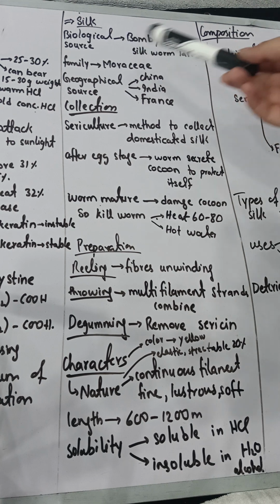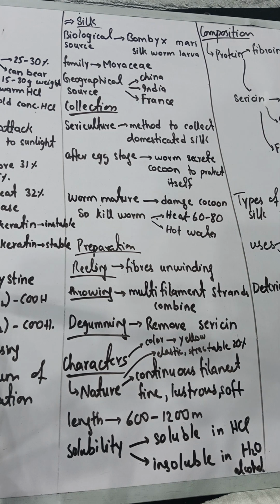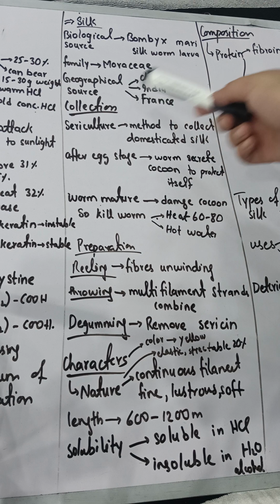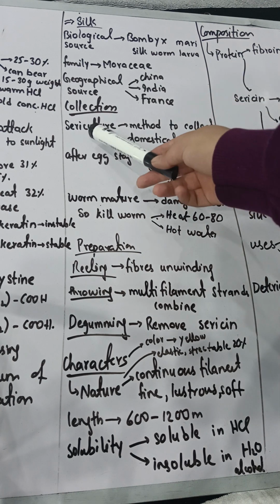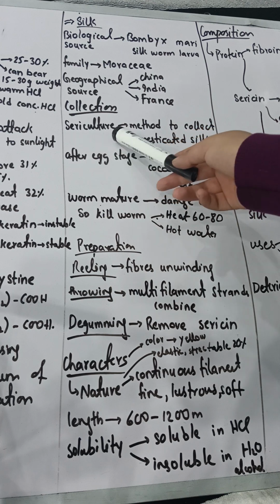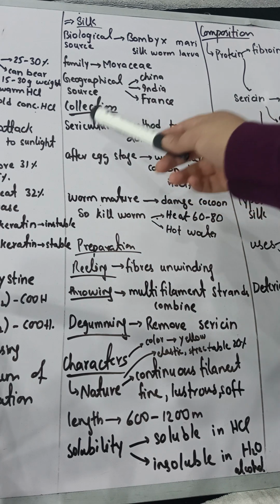The biological source is Bombyx mori. This is the name of the silkworm, and the silkworm should be in the larva form, not in the pupal stage. The family is Moraceae, and the geographical source is China, India, and France. Collection: the process of forming silk is called sericulture, meaning the method to collect domestic silk. This method is called sericulture.